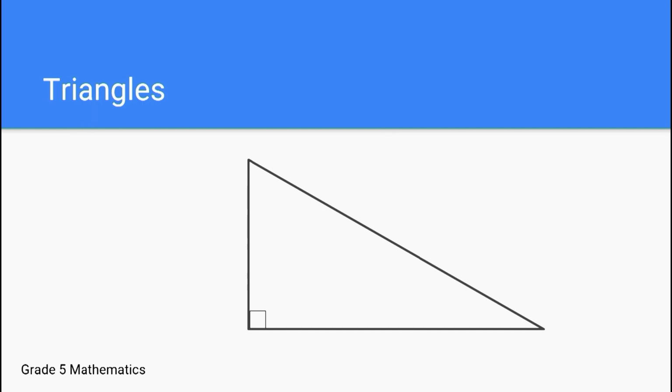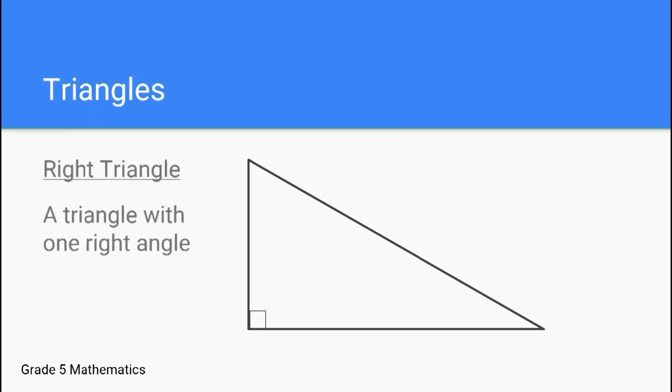What do you notice about this triangle? Do you see a little square in the bottom angle? That means that angle is a square angle or a right angle. When a triangle has one right angle, then we can call it a right triangle.